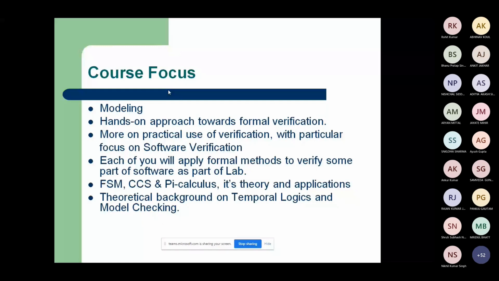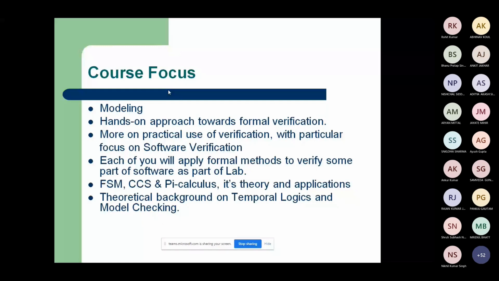So what is a model? A model is a description of reality, and the basic reason we model is that it gives an unambiguous description of a particular thing or something which we are going to do. We will see various models in this course also, and why we are going to model. So modeling will be the focus.